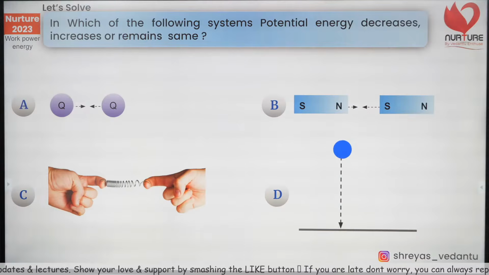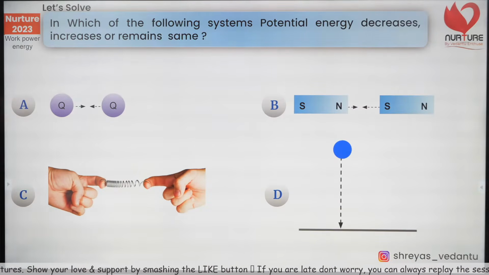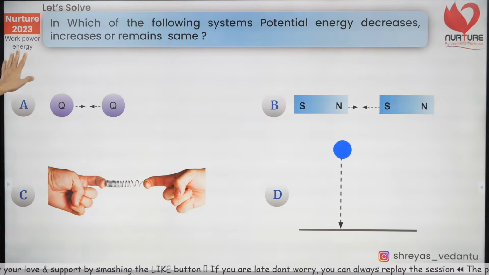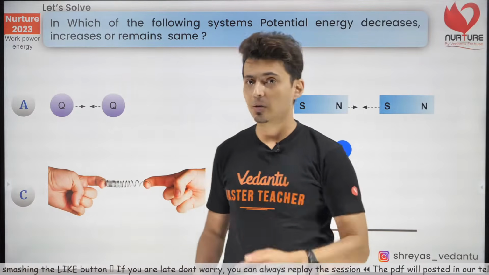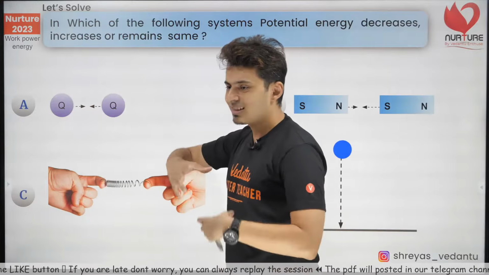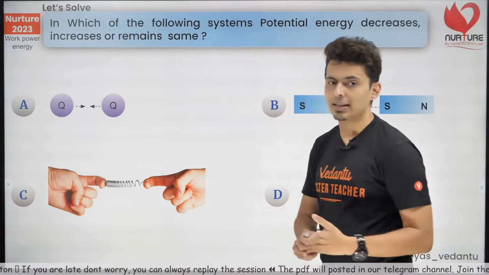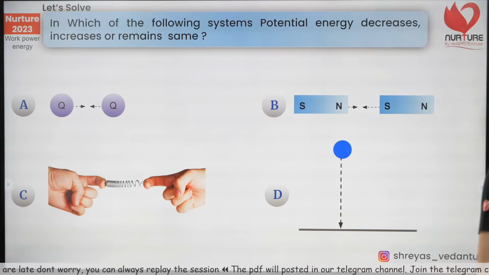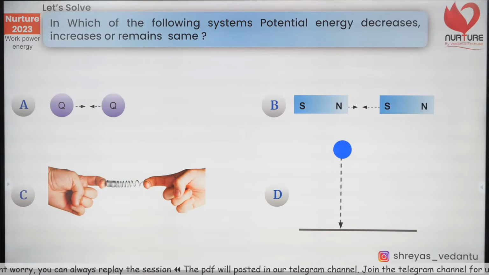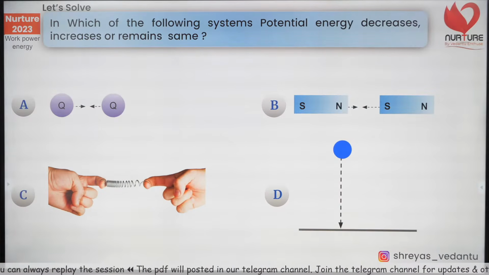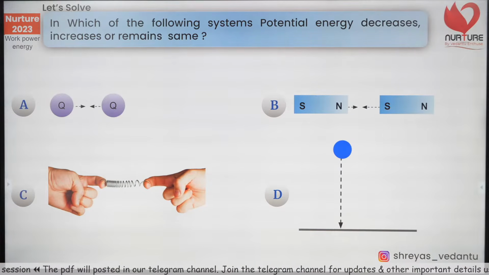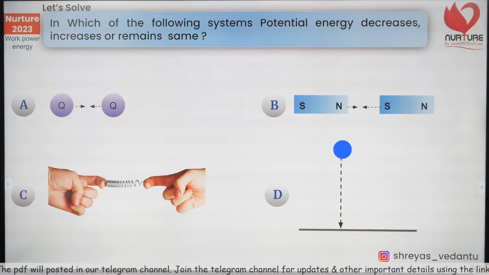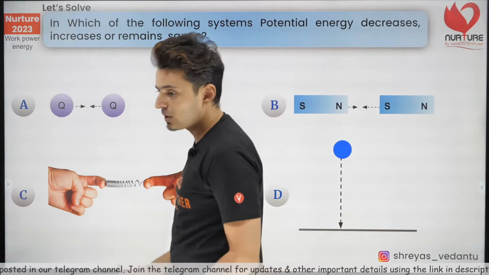First question coming up on your screen right now. In which of the following systems does the potential energy decrease or increase? Okay, think for each one of them. For option A, is the potential energy increasing or decreasing? For B, is it increasing or decreasing? Put up all the 4 answers for all the 4 options down there. Come on, think about it. What do you think will happen to the potential energy? Will it increase, decrease, or remain the same for each one of them?